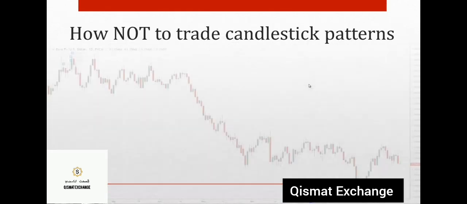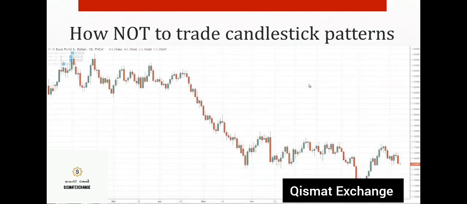This is the usefulness of combining candlestick patterns and understanding the big picture. So now, how not to trade candlestick patterns? Now you know how to read candlestick patterns, you even know how to combine them. How do you not trade them? Because this is a mistake that I see many new traders make. As I said earlier, if the candle is green, it means bullish. If the candle is red, it means bearish. The price has closed lower.